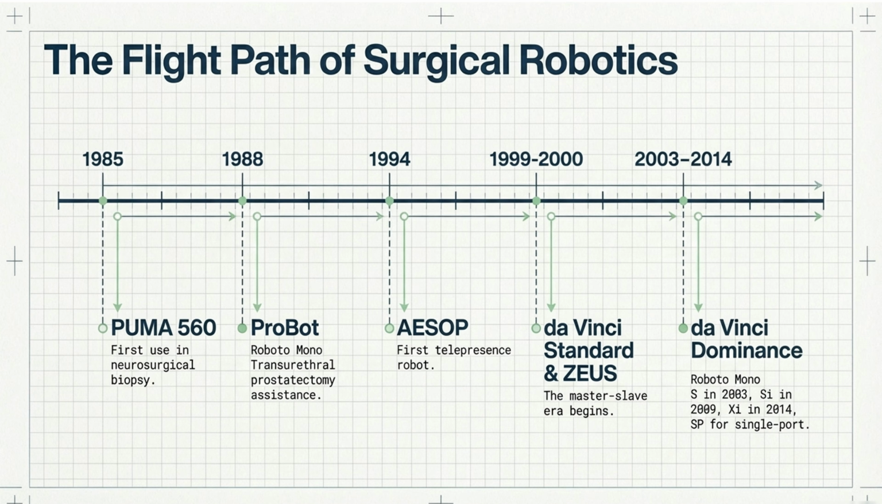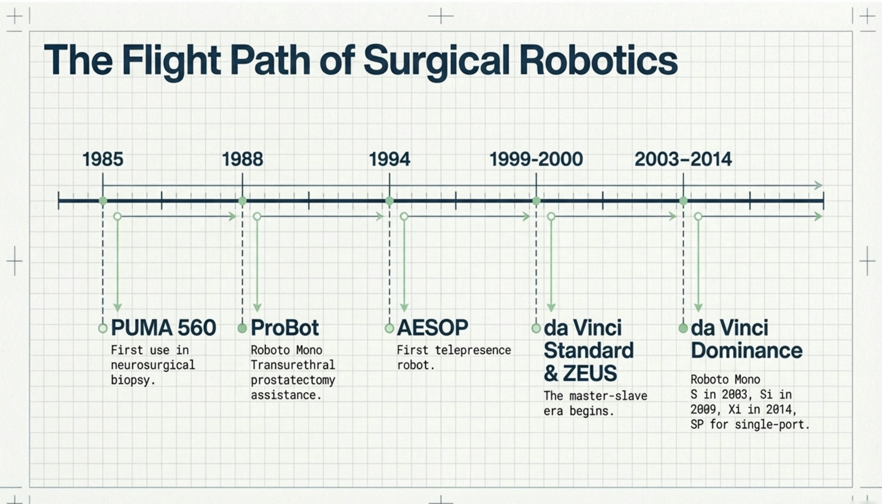This timeline shows the evolution of surgical robots from early systems to modern platforms. Early systems like Puma and ASOP laid the groundwork for robotic assisted procedures. The introduction of Da Vinci systems marked a major turning point in surgical adoption. Today, robotic surgery is widely used across multiple specialties.